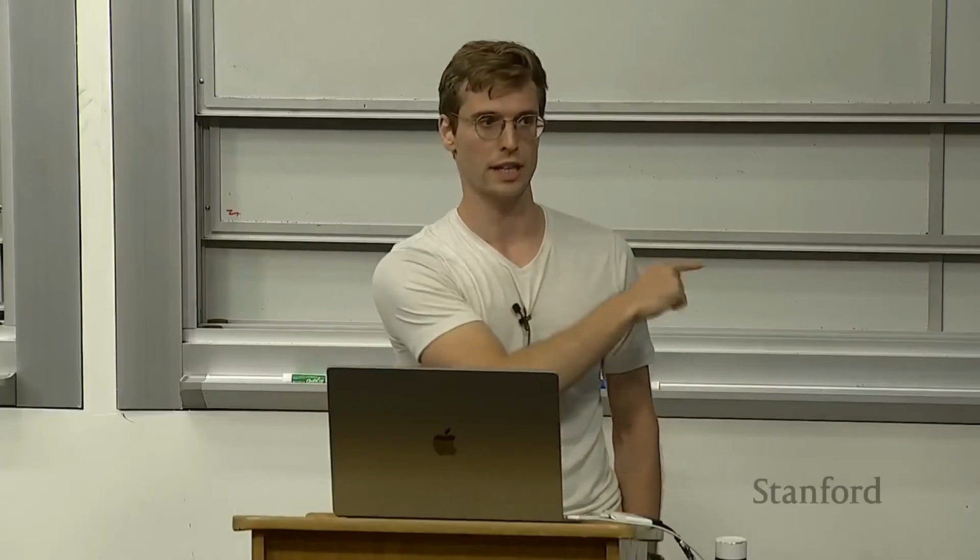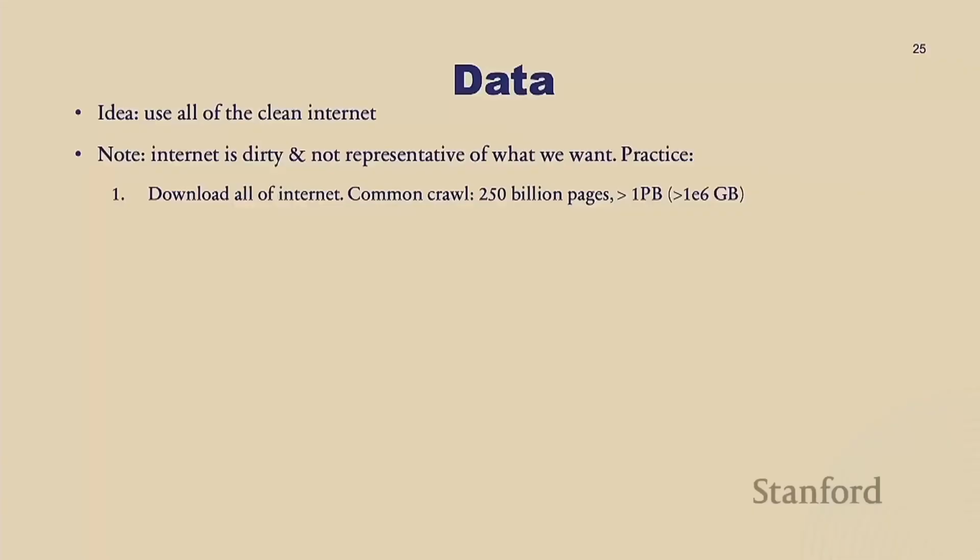Common Crawl is one web crawler. People don't usually write their own web crawlers. They use standard web crawlers, and Common Crawl is one of them that basically every month adds all the new websites that were added on internet that are found by Google, and they put it in a big data set. So on Common Crawl, you have around 250 billion pages right now. So 1e6 gigabytes of data.